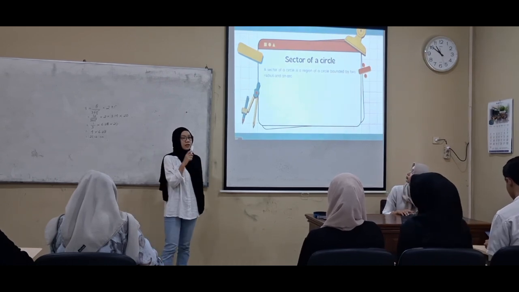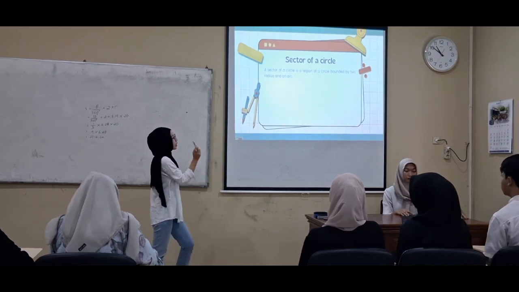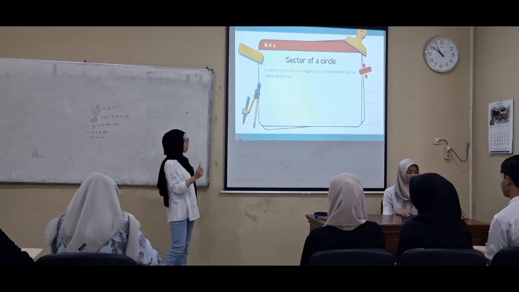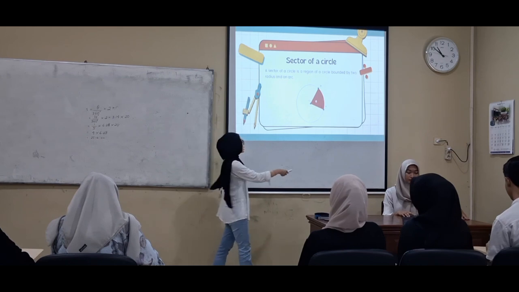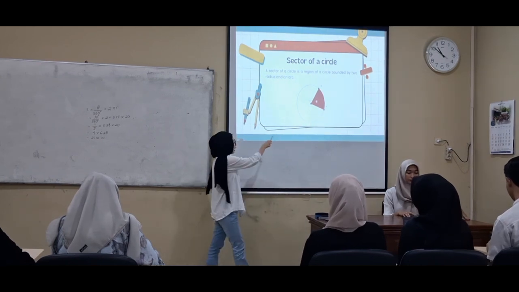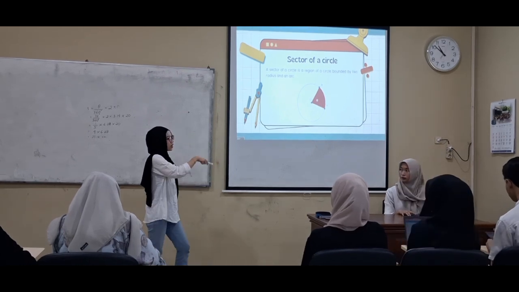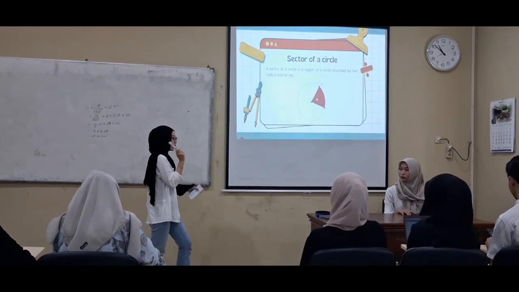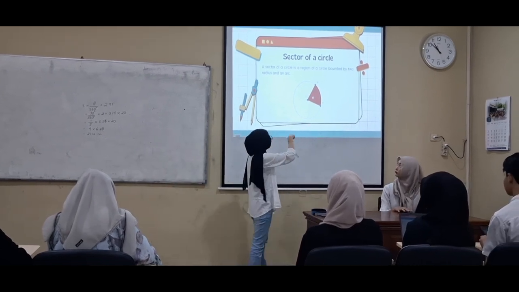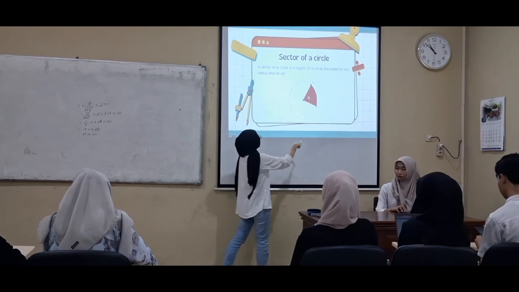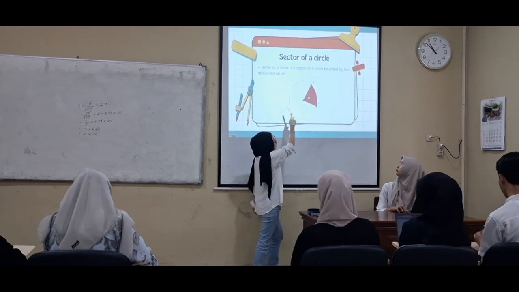Next. Okay, now we are going to learn about sector. Does anyone know about sector of a circle? No? Okay, no problem. So a sector of a circle is a region of a circle bounded by two radii and an arc. And then let's look at the red area. This area is called sector. So the sector is a line or region? Yes, region. So from this picture, it's called sector because it is bounded by two radii BO and AO, and the arc is big A.